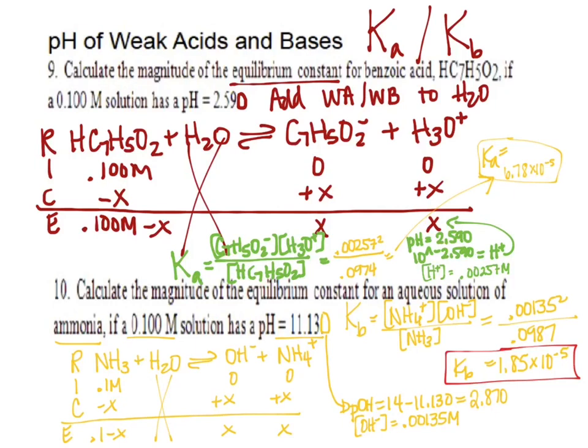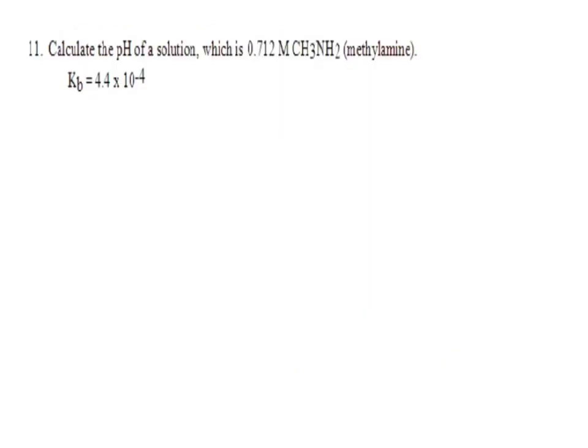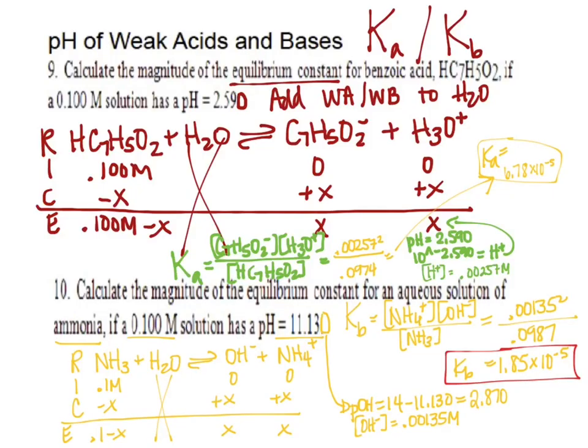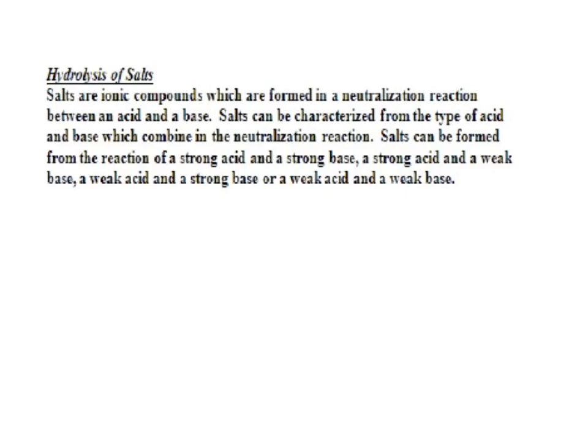All right. Last one. Wait, what did you get for that? 1.85 times 10 to the minus 5. All right, last one. This one, you have homework. Your homework is based on this too.